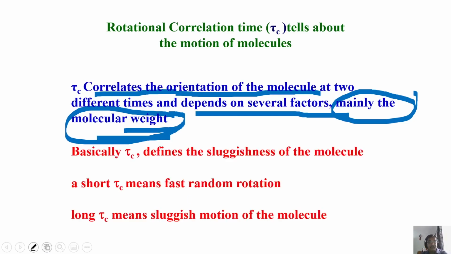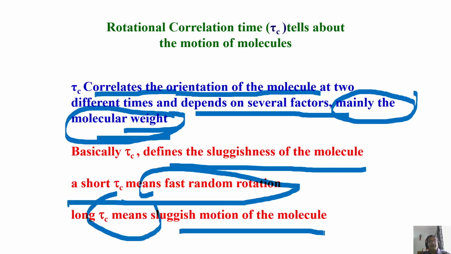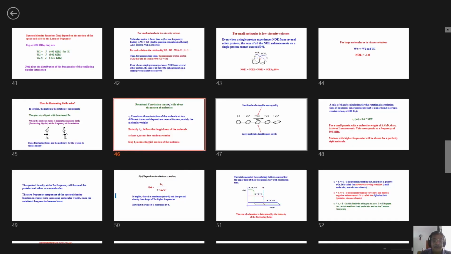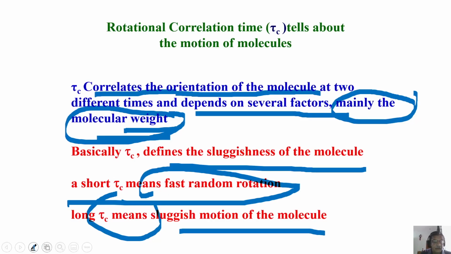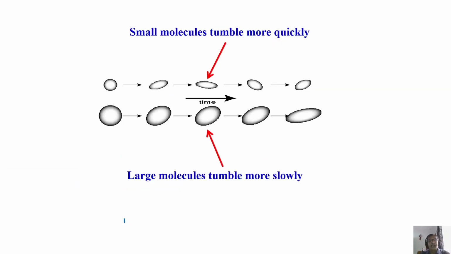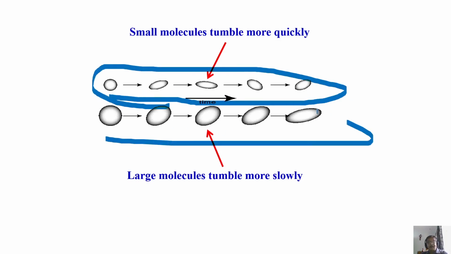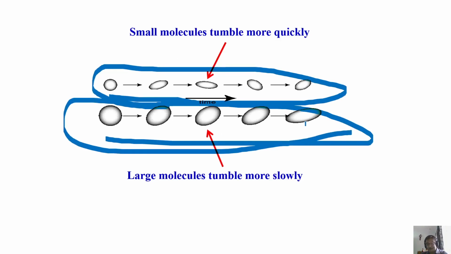Basically, tau c tells you about the sluggishness of the molecule. A shorter tau c means fast random motion. A longer tau c means the molecule is very big and sluggish, a very lazy molecule. In which case tau c is very long, and it takes more time to undergo one rotation. This is a simple example to show: these are small molecules which can undergo rapid tumbling, and these are large, sluggish molecules which tumble very slowly.